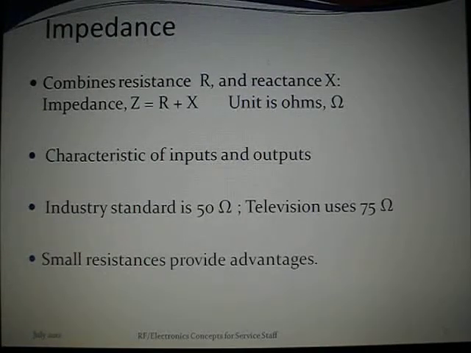Impedance. The combined effects of resistance R and reactance X gives us impedance Z, where in its simplest form Z would be equal to R plus X. The unit of measurement is ohms. Impedance is a characteristic of both inputs and outputs. The industry standard is 50 ohms for most high-frequency devices. Television systems use 75 ohms. Smaller resistances provide advantages, especially at high frequencies, such as wider bandwidth and lower noise levels.